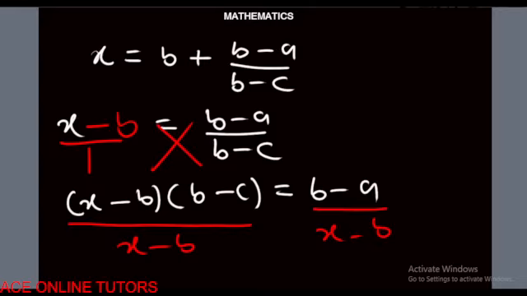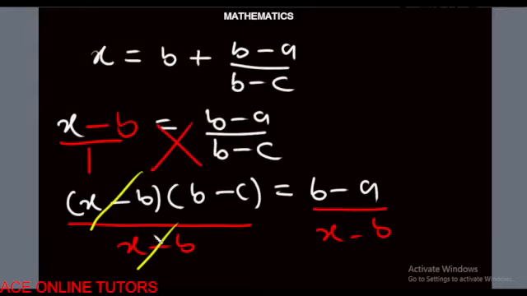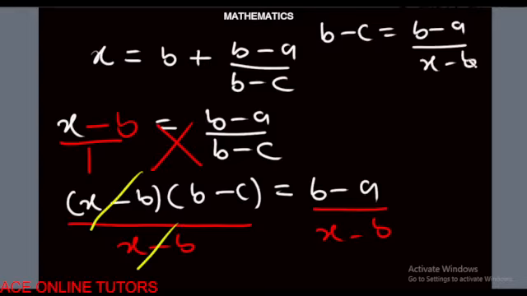Now what's going to happen if you divide? So x minus b will cancel x minus b. So that means on this side you are going to be left with, sorry, that's b minus c. So I'm going to be left with b minus c equals (b minus a) over (x minus b).